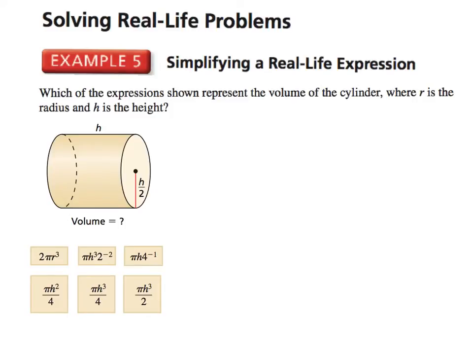Solving real-life problems. Example number 5. You're going to simplify a real-life expression. Which of the following expressions shown represent the volume of the cylinder, where r is the radius and h is the height? So we have 6 possible answers down here. Let's figure out what the volume of a cylinder is. The first thing you do is actually show work. Write down the formula, which you should know, as pi r squared times height. So now we plug in what we know.